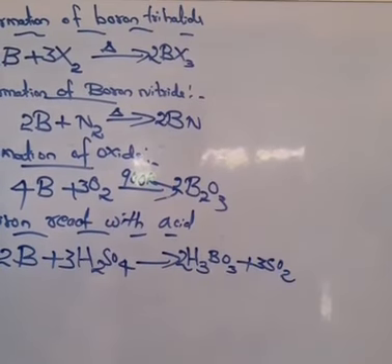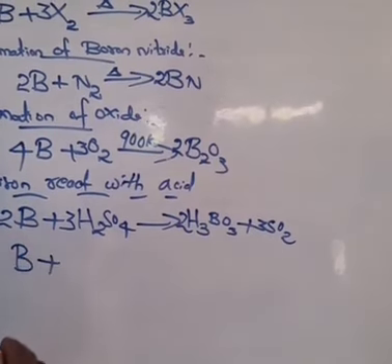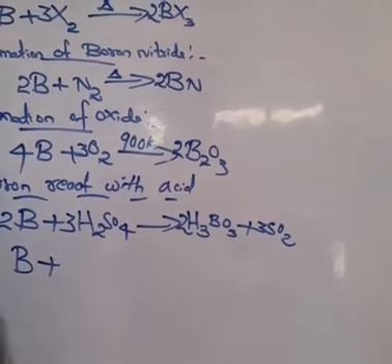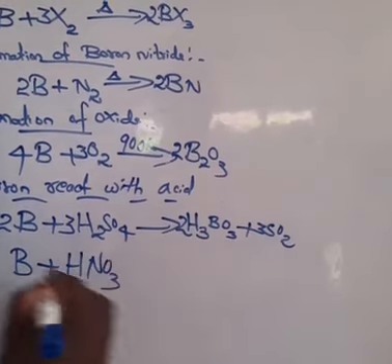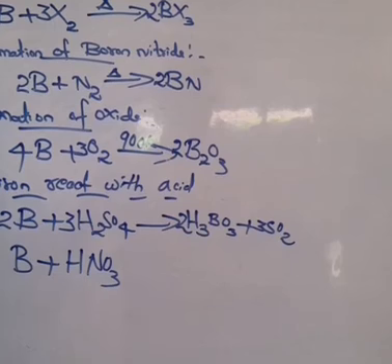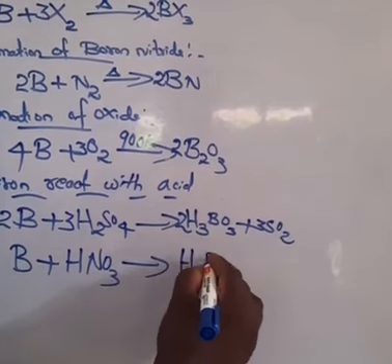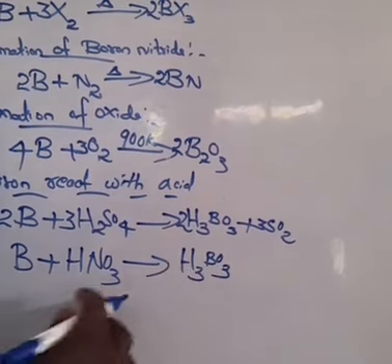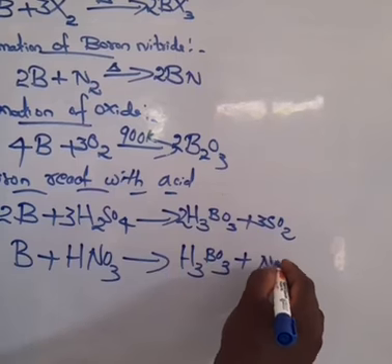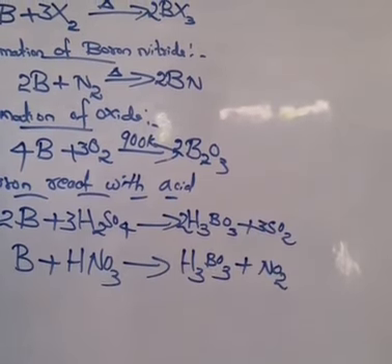Next one, boron reacts with nitric acid. What is the formula for nitric acid? HNO3. Boron reacts with nitric acid, we get boric acid, the formula is H3BO3. Here nitrate having, so we get NO2 gas.